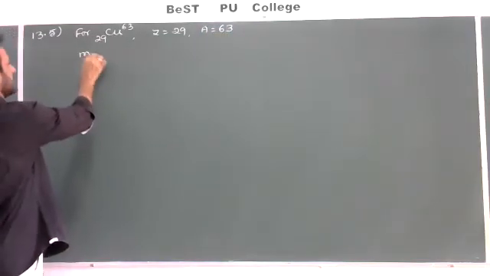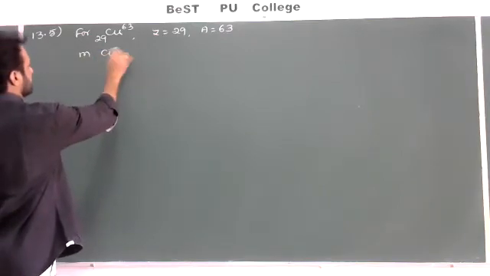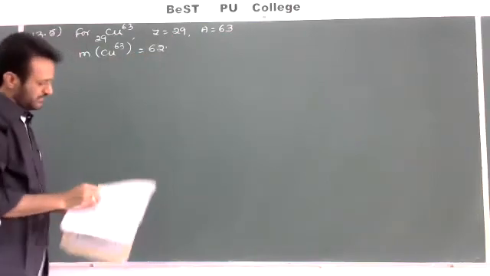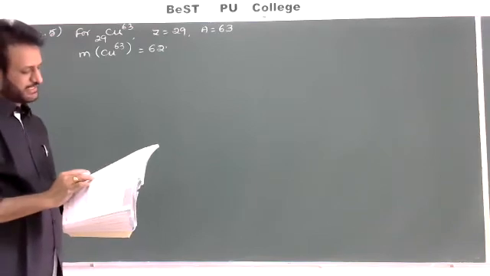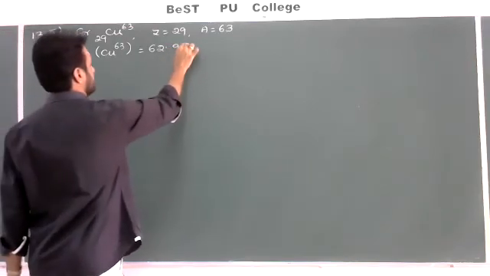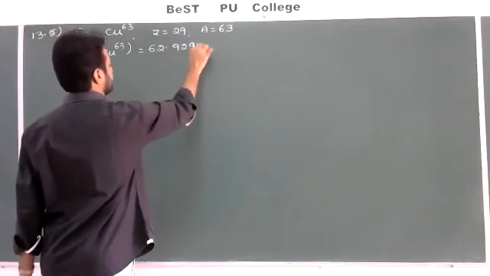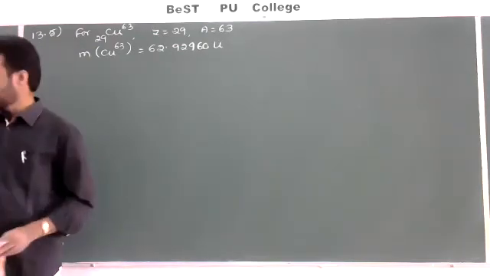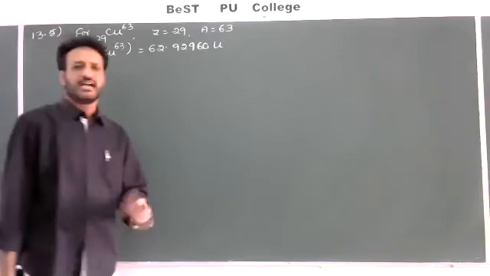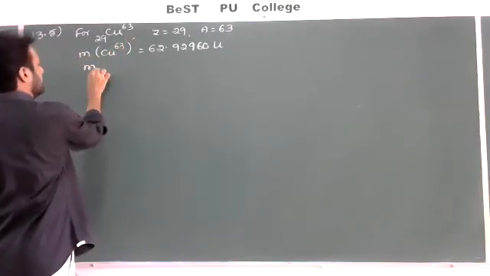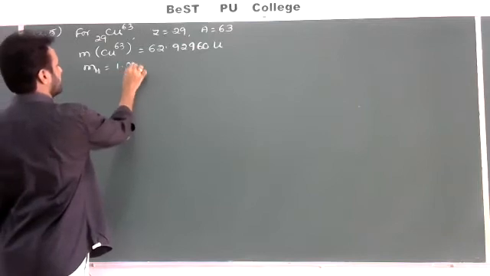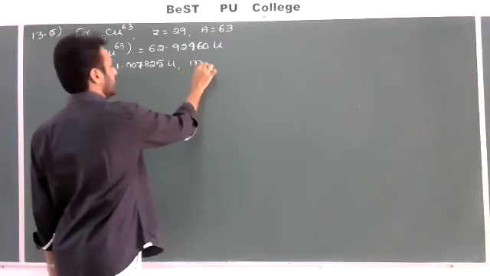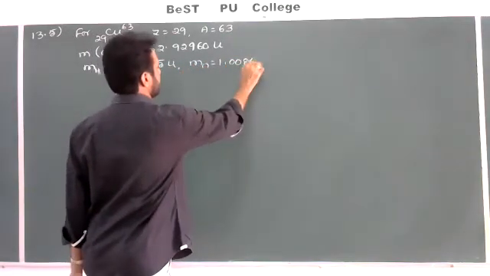Next, the mass of copper is also given. Mass of Cu 63 is equal to 62.92960 AMU. The remaining data, the mass of hydrogen and the mass of the neutron, we should take as usual. Mass of hydrogen is equal to 1.007825 and the mass of the neutron is equal to 1.008665.